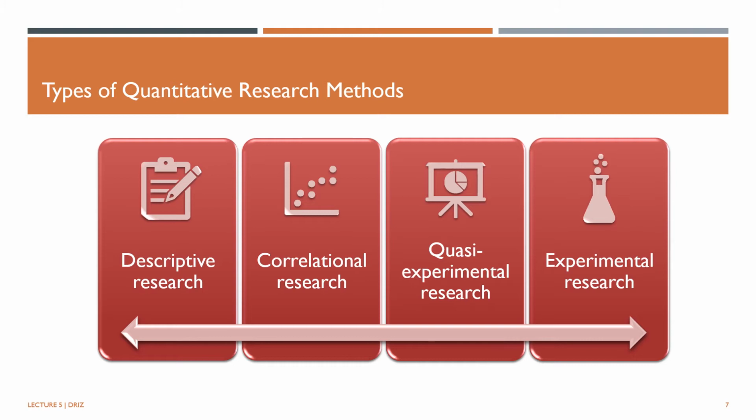From this illustration, we can identify four main types of quantitative research: descriptive, correlational, quasi-experimental, and experimental research. Descriptive research seeks to only describe the current status of an identified variable. These research projects are designed to provide systematic information about a phenomenon.